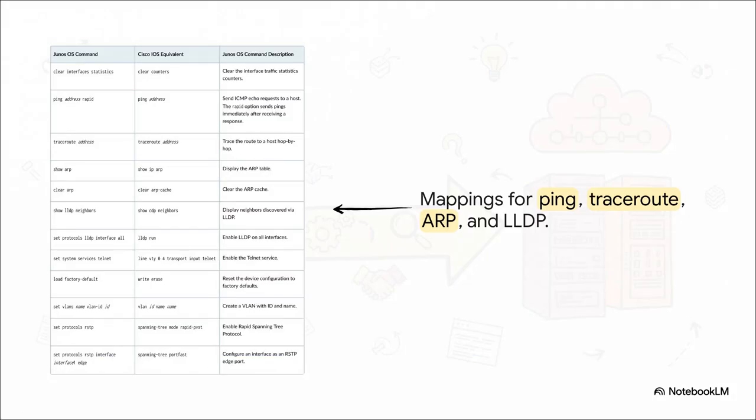Of course, building the network means absolutely nothing if you can't test it. When checking standard operational discovery tools, checking the ARP table with show ip arp is simplified down to just show arp. And if you want to ping a host quickly without waiting a full second between each packet, instead of configuring a specialized Cisco ping, in Junos you just add the word rapid, so ping address rapid. It is all about efficiency.